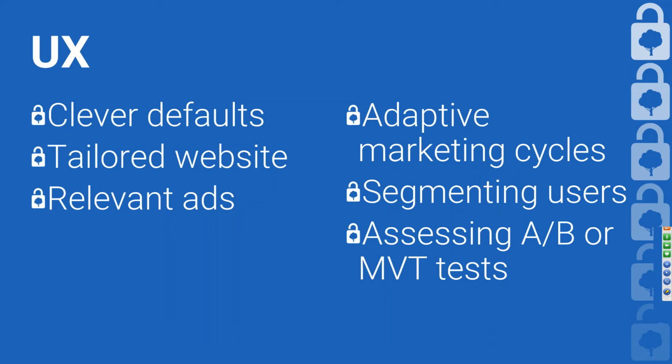So UX, clever defaults. If I've got a cookie on your site and I've used your site before, can you pre-populate some information for me? Can you set the menu to be focused on the things that I'm interested in? You can use analytics to change the focus of the site or to help me interact with the site.